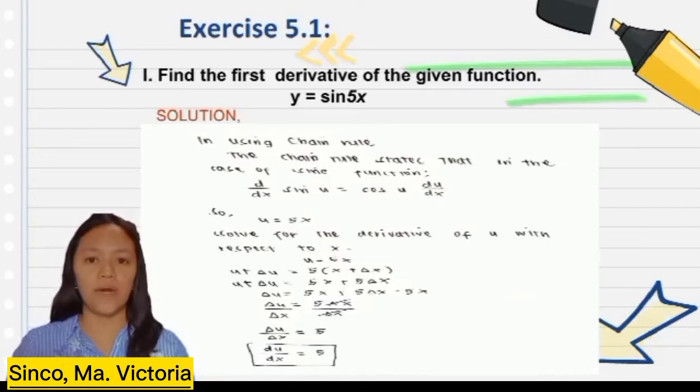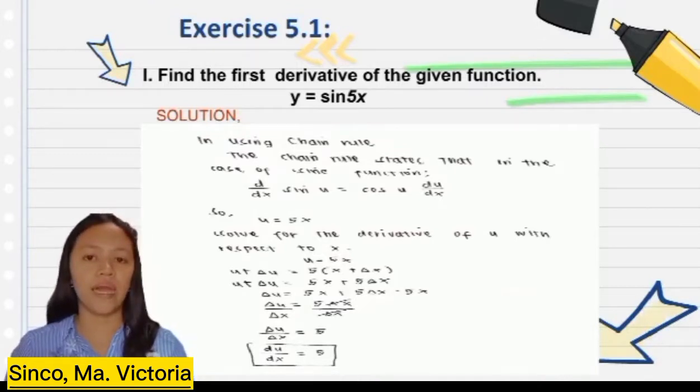u is equal to 5x. u plus delta u is equal to 5 times x plus delta x. u plus delta u is equal to 5x plus 5 delta x. Transferring u to the right side, we have delta u is equal to 5x plus 5 delta x minus 5x. Subtracting 5x, we have delta u is equal to 5 delta x. Dividing both sides by delta x, we have delta u over delta x is equal to 5. So, the derivative of u with respect to x is 5.